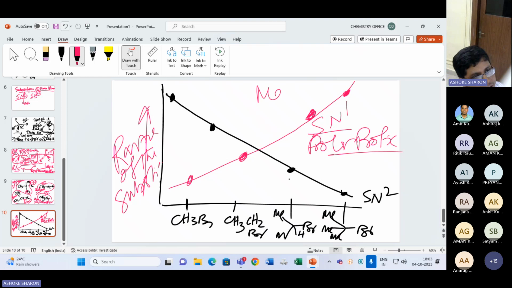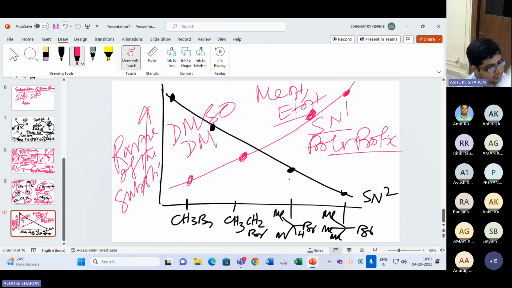What is a polar protic solvent? Methanol, ethanol, and many more like this. Okay. Polar aprotic solvents, like DMSO (dimethyl sulfoxide) and DMF, are preferred in SN2 reactions. There are a lot of others; it depends upon the nucleophile and the leaving group. SN1 and SN2 reaction rates also depend on these.